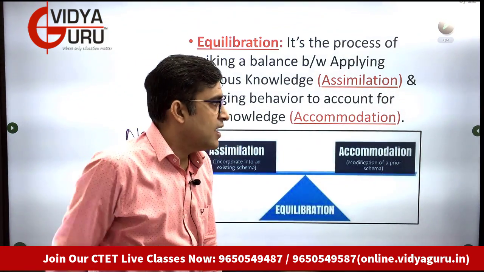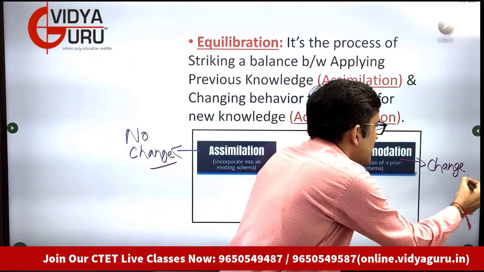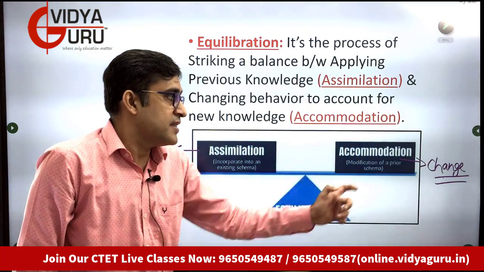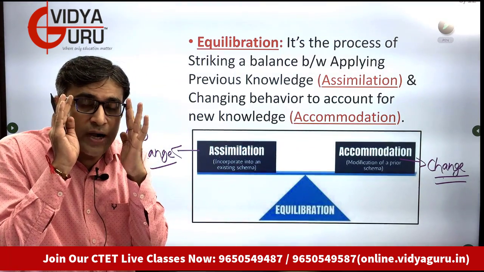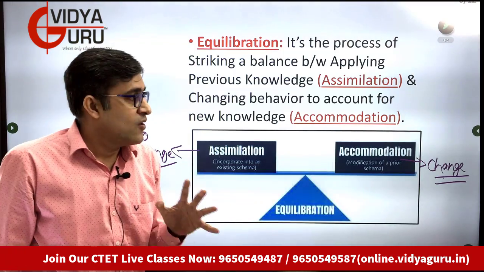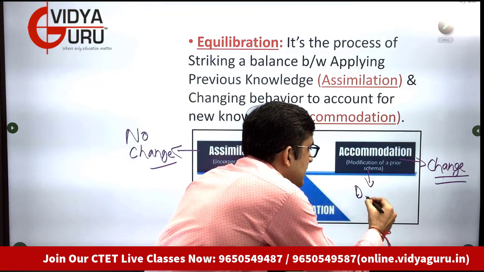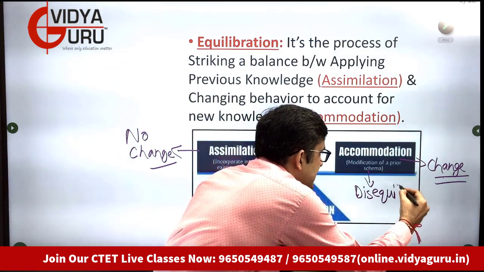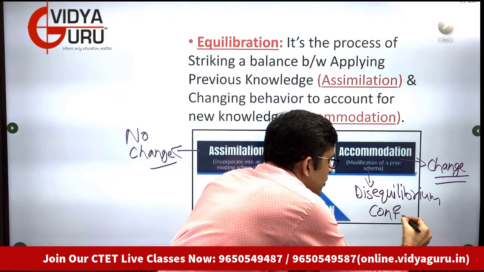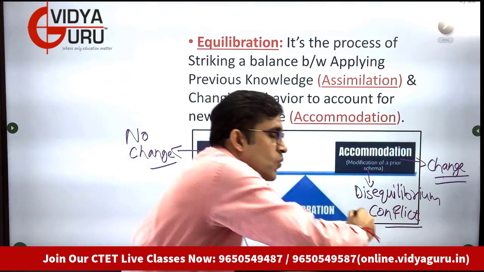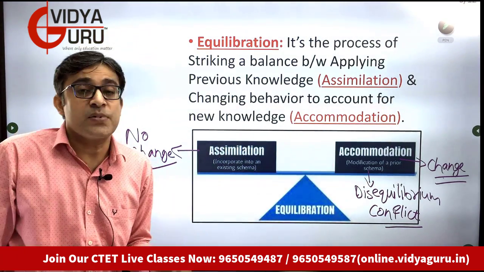But sometimes the change has to be made, and if the change or the modification in the schema is necessary, then we call it accommodation. Now where to use assimilation and where to use accommodation? Students, accommodation is required only when there is some state of disequilibrium. What is disequilibrium? Very simple. When the new knowledge conflicts with the previous knowledge, when the new knowledge is at odds with the previous knowledge.